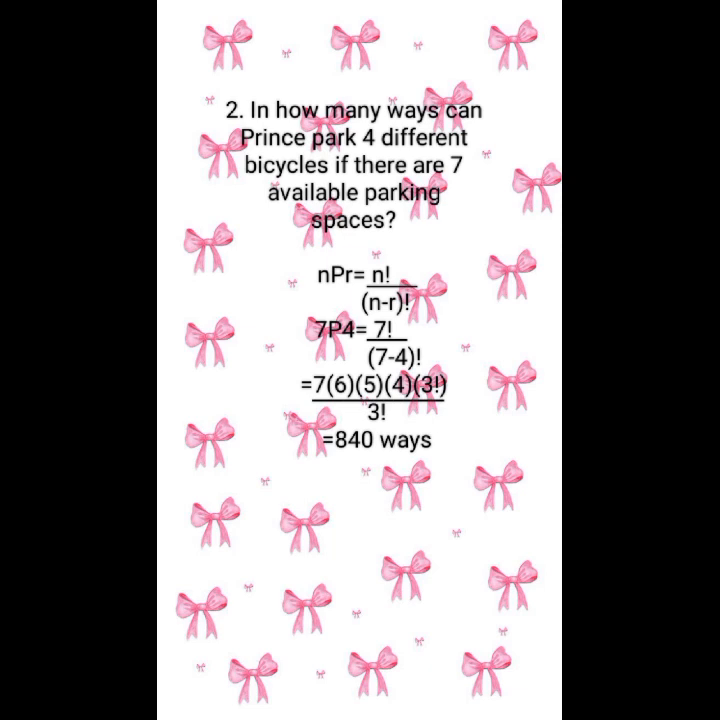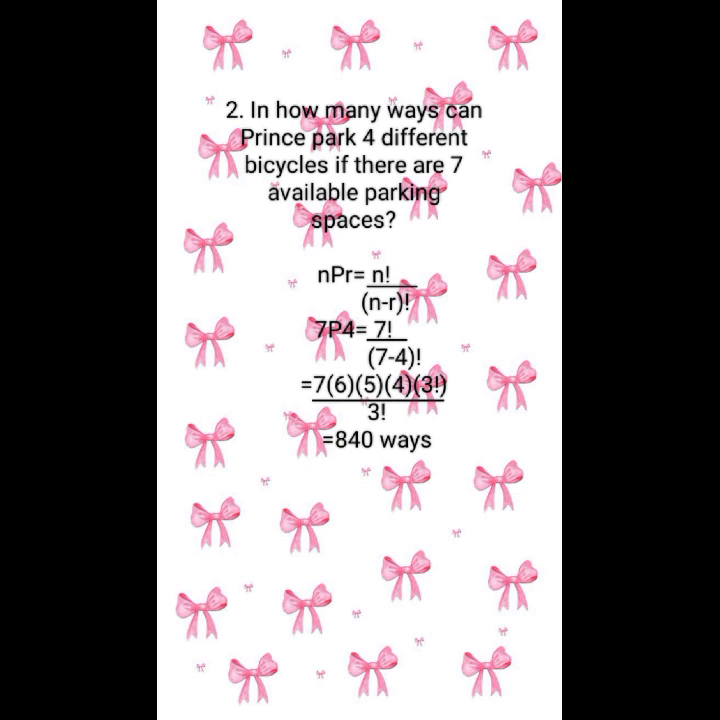So moving on to our second situational problem. In how many ways can Prince park 4 different bicycles if there are 7 available parking spaces? The formula for this one is P of n taken r is equal to n factorial divided by the quantity of n minus r factorial, where r is less than or equal to n. So r is 4, n is 7. So P of 7 spaces taken 4 bicycles is 7 factorial divided by 7 minus 4 factorial.